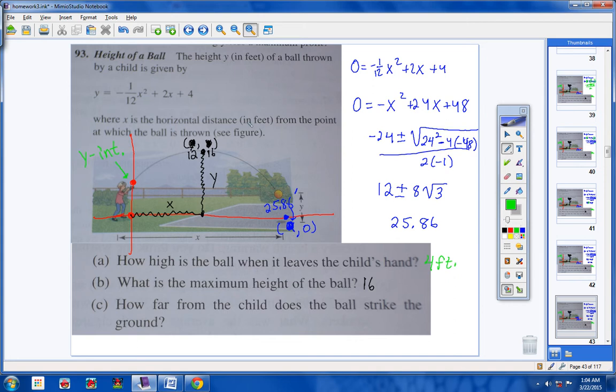25.86 is your x value, and that is the answer down here, okay? 25.86 feet. Hope that makes sense. Let's continue on. If you have any questions, don't hesitate to back it up and watch it again, okay? Make sure you understand it.